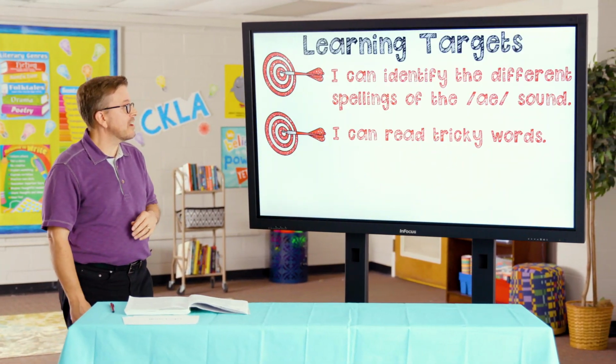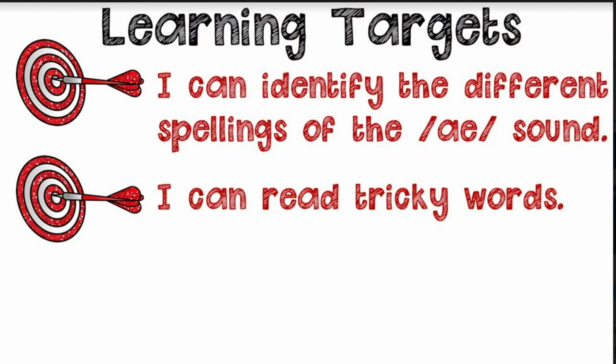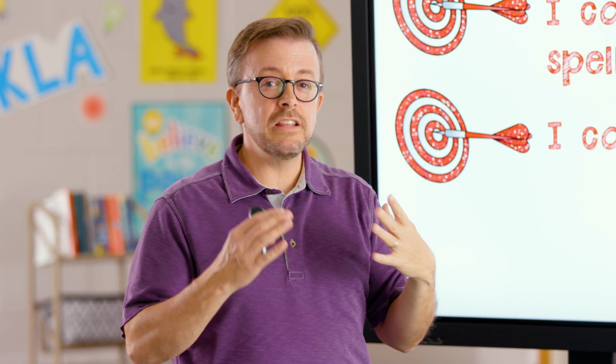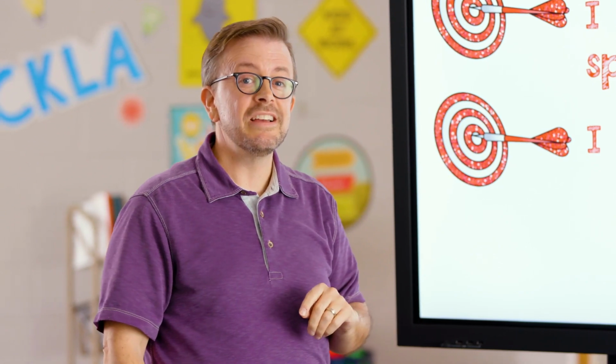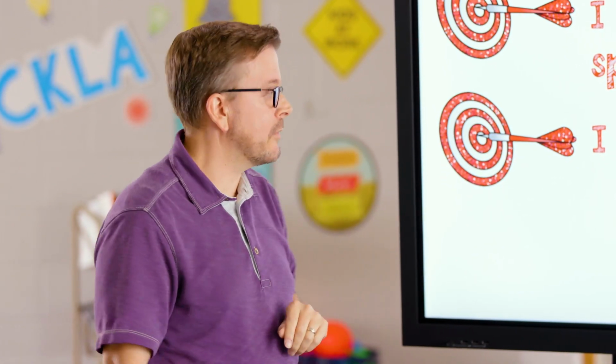We're going to be looking at our learning targets today. The first one is I can identify the different spellings of what sound? The A sound. The A-E in combination like that makes the long A sound. And also being able to read some tricky words. Now we're not going to see the traditional yellow tricky words, so you're going to have to look for these tricky words this time to see where they are. And I'll help you point them out when I get to them.